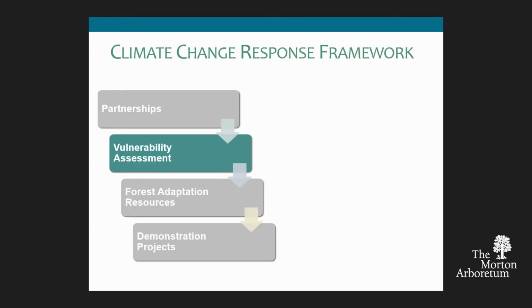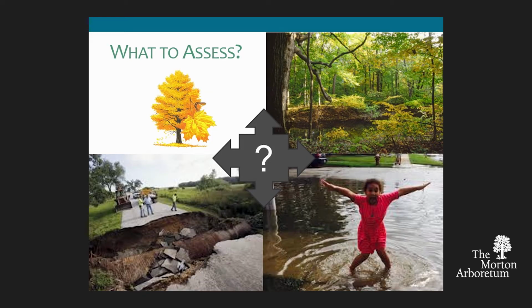So as I said before, vulnerability assessments are a key step in that climate change response framework process, and I'm going to give you some overviews of how we've used vulnerability assessments and how we plan to use vulnerability assessments in urban systems. So a big question in vulnerability assessments is, what do you assess? Do you assess individual species? Do you assess ecosystems, infrastructure, human communities? A lot of times people think about trying to integrate all of those things, and all of those things can be important to assessing vulnerability.